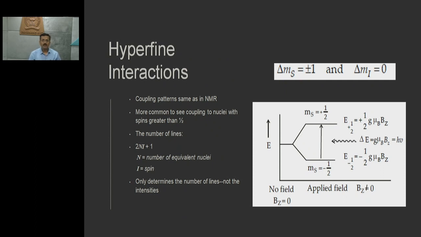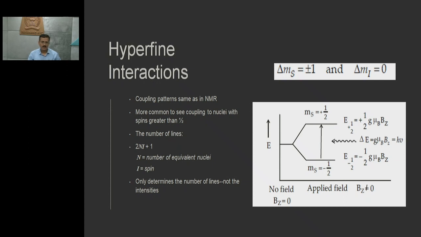Then there is the selection rule. The selection rule tells us ΔmS is equal to plus or minus 1, and ΔmI is equal to 0. As in NMR, this principle works.